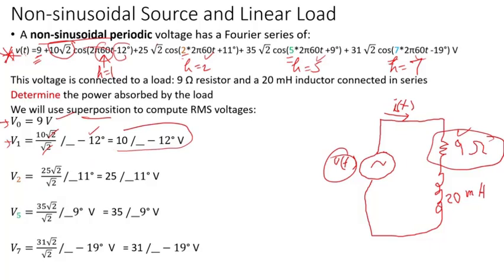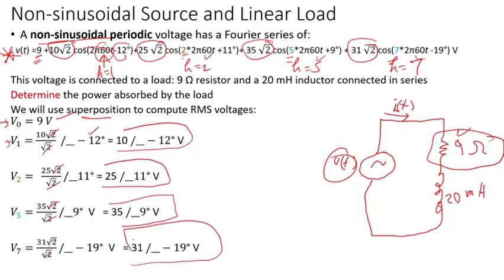V2 is 25 root 2, so root 2 will cancel out, with an angle of 11. So 25 is the magnitude with an angle of 11. V5 is 35 times root 2, so root 2 cancels out, and I get a magnitude of 35 with an angle of 9 degrees. V7 is 31 times root 2, so root 2 cancels out, giving a magnitude of 31 with an angle of negative 19. So those are the RMS voltages.